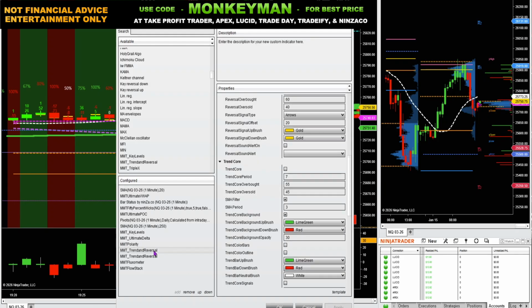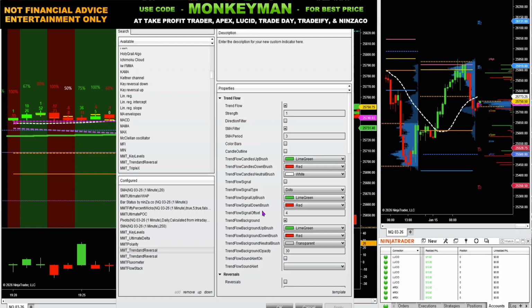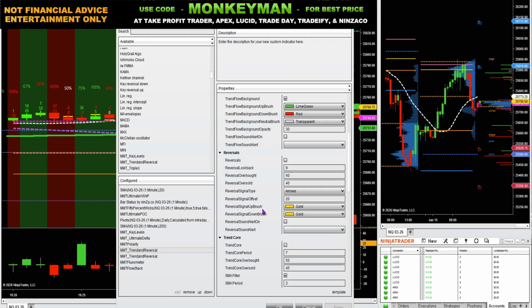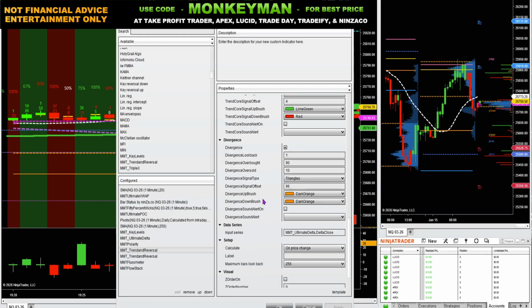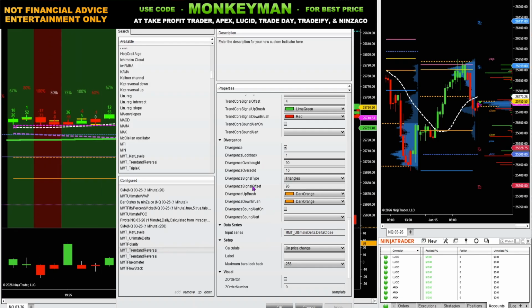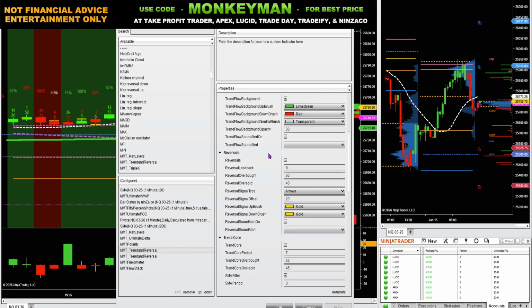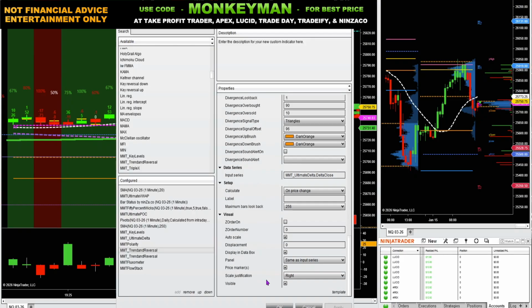I've got 2 instances of the MMT trend and reversal. This amazing indicator can measure the trend, reversal, and divergence of just about any indicator that you want, just depending on what you use as an input series. For this instance, I'm measuring divergence and also the trend flow based on an input series of the MMT Ultimate Delta in cumulative delta mode.